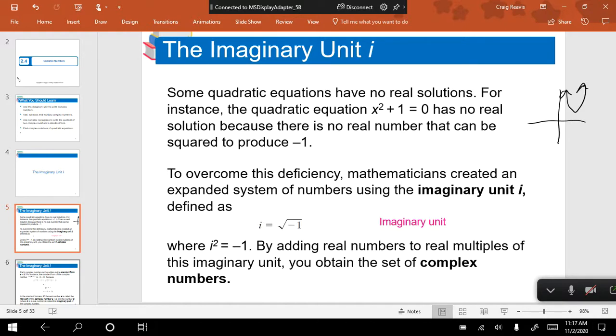It never crosses the x-axis. So this is a parabola that's going to have imaginary solutions. It would have two imaginary solutions. It comes from a quadratic. Quadratics have two solutions.